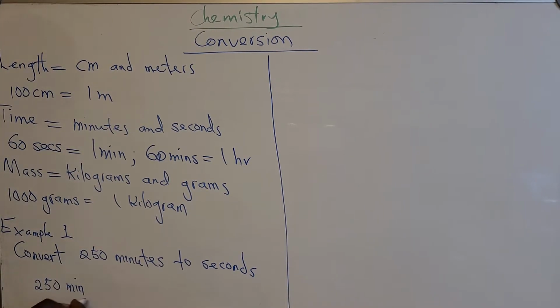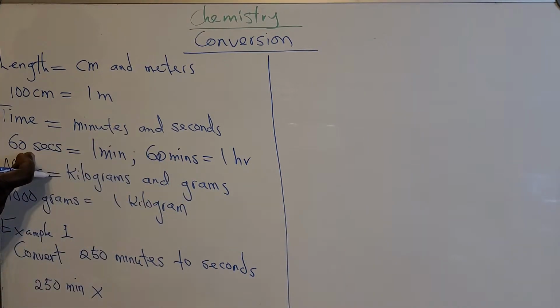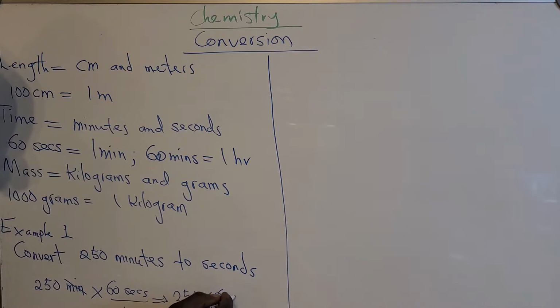So what you do is, you say times, you know that 60 seconds is 1 minute, right? So you try to eliminate minutes and have seconds. So you want seconds to be at the top. That means your seconds is going to be at the top. So you have 60 seconds is what, 1 minute. So what you do now is cancel the minute out, and you'll be left with 250 times 60 seconds divided by 1. That's what you'll be left with.